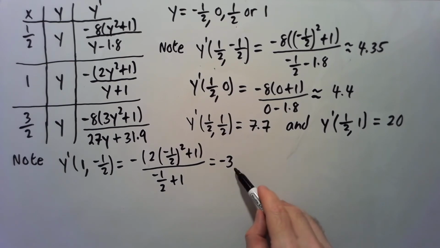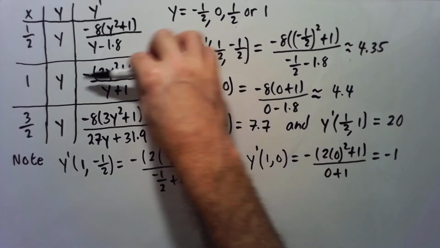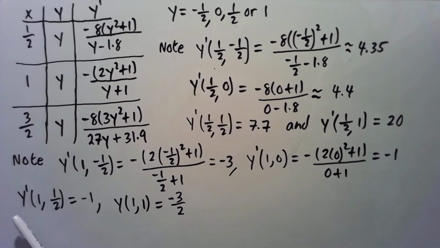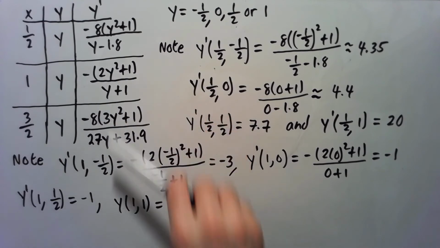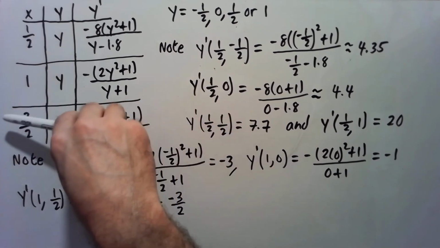Okay, next, let's find y prime of 1, 0. So again, using the second one with y being 0, working it out, you get -1. Okay, let me do the last two also here. Last two on this one. So doing that, we get... you can check that y prime of 1, 1/2, using this one with y being a half, that's also -1, same as that one. And y prime of 1, 1, using this with y being 1, you get -3 halves.